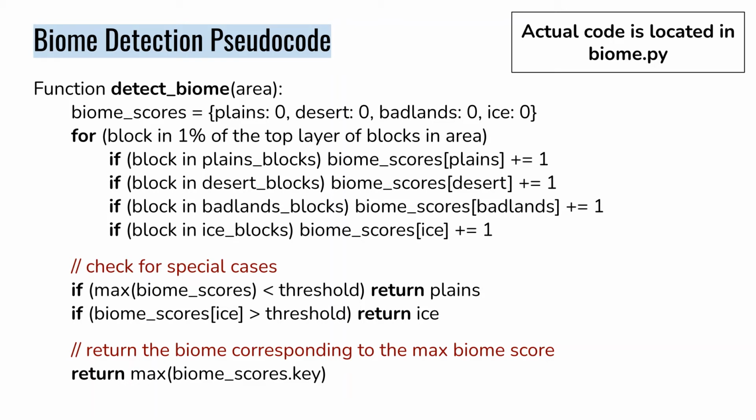Then we check for special cases where either all the scores are less than a certain threshold, so we default to plains, or if there is more than a certain threshold of ice, so we default to ice. Otherwise, we simply return the biome corresponding to the highest score.